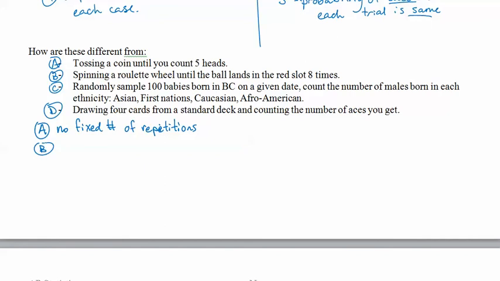For B, spinning a roulette wheel until the ball lands in the red slot 8 times. Once again, there is no fixed number of repetitions here.